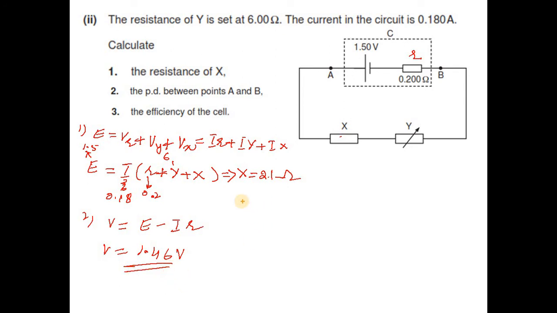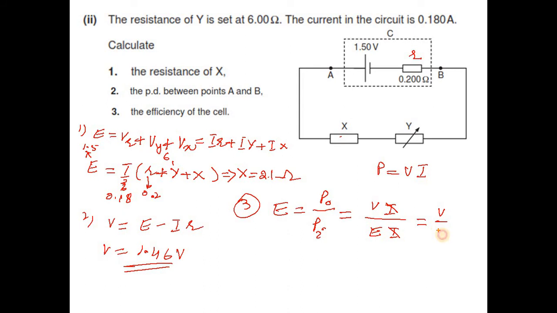And the third is efficiency. And efficiency is output power upon input power. And in general, power is V into I. In this case, you can say that output power is terminal potential difference into current divided by input is EMF into I. So I is same, so I gets cancelled, meaning V upon E.